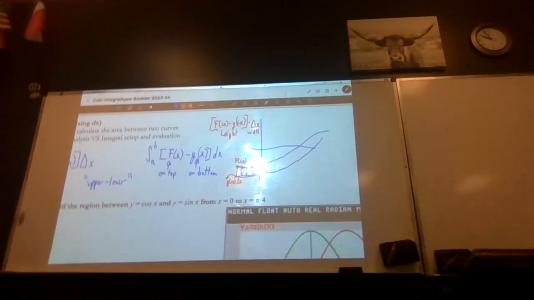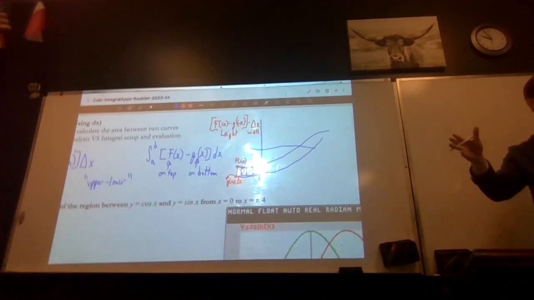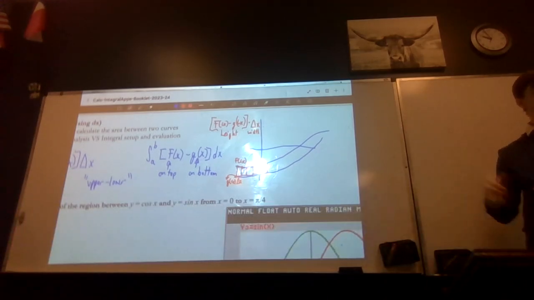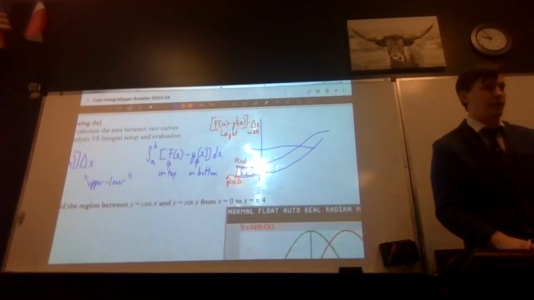Okay, do we all see how these rectangles work to add together to the area under the curve, and how we can then transform that into this integral that we have, which is nice and easy? Yes? No? Maybe so? Any questions before I move on? I want to make sure we actually understand what's going on here.